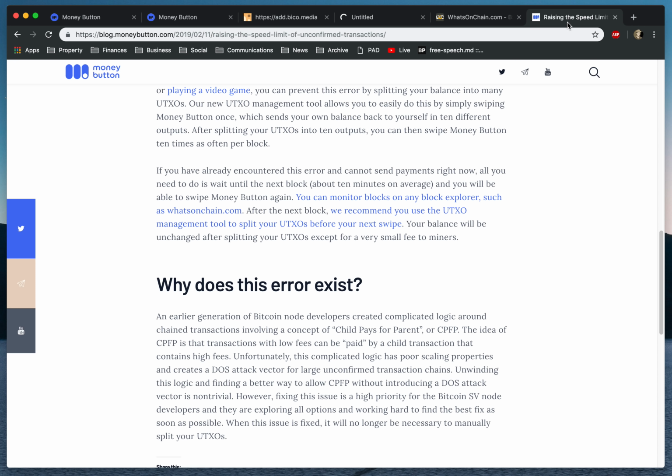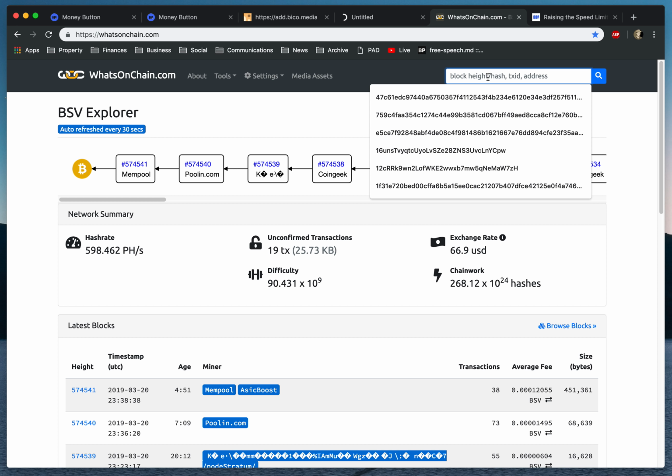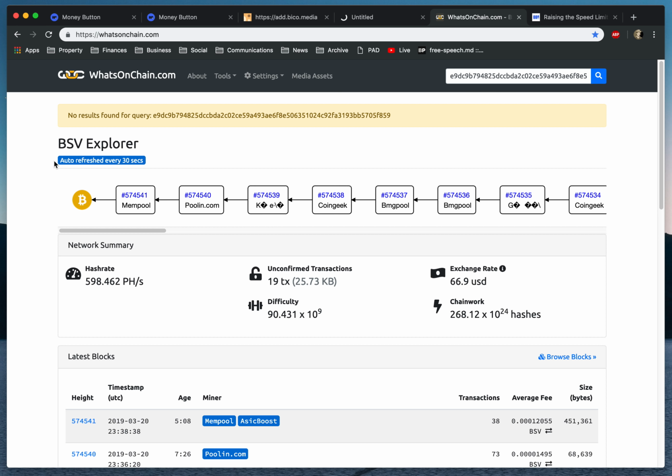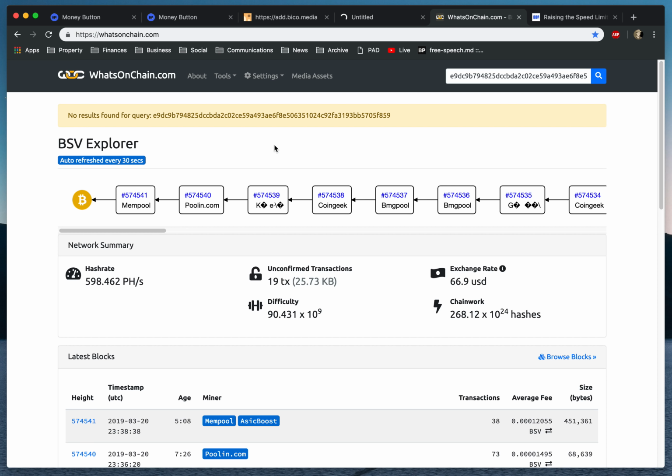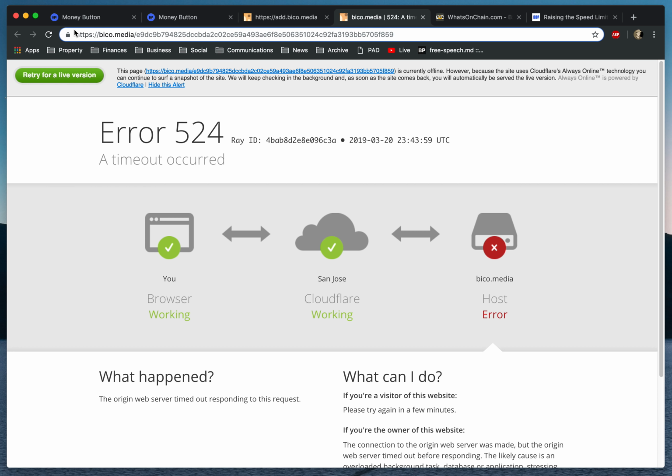Well, this actually hasn't happened to me before. Let's see what is the status of this transaction here. Let me look at this on What's on Chain. Does What's on Chain see this transaction? Okay, it doesn't, but that's actually normal because it's not always the case that the transactions propagate immediately. So I don't necessarily expect What's on Chain to see it right away, nor do I necessarily expect Bico.media to see it. Okay, well, Bico.media seems to just have a problem right now. That's poor luck. So I'll just keep refreshing until it works.